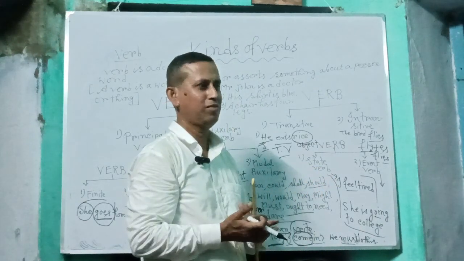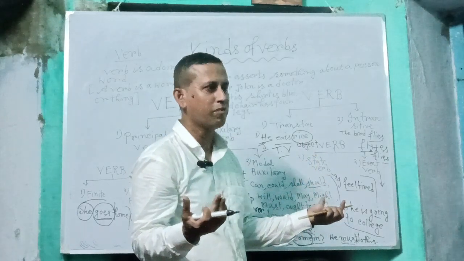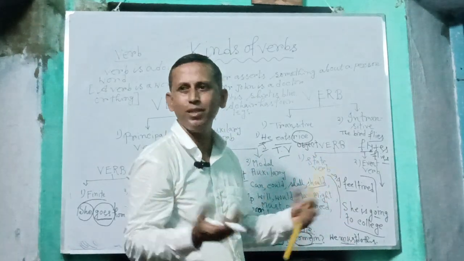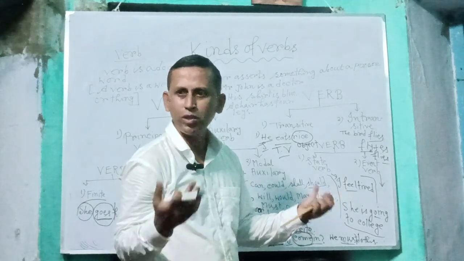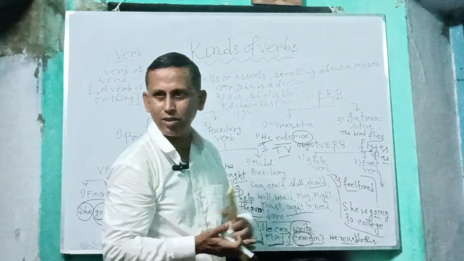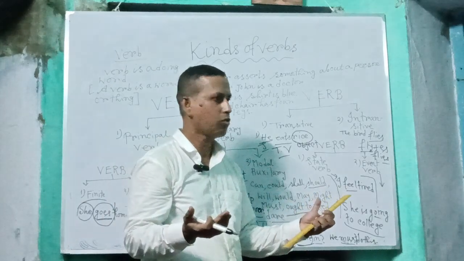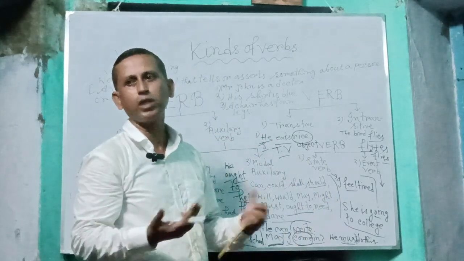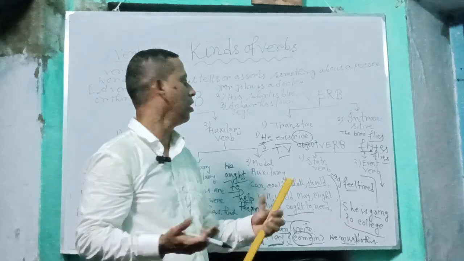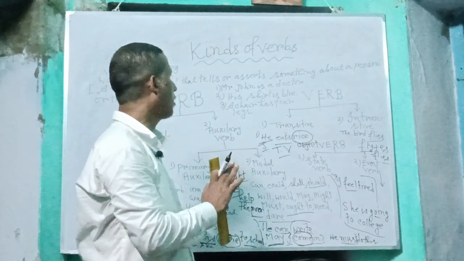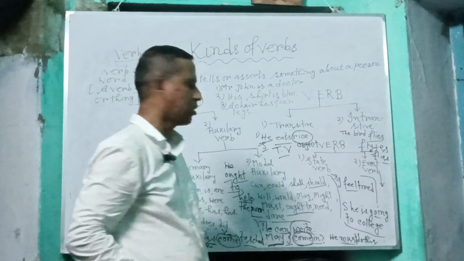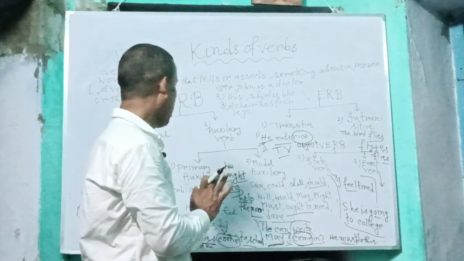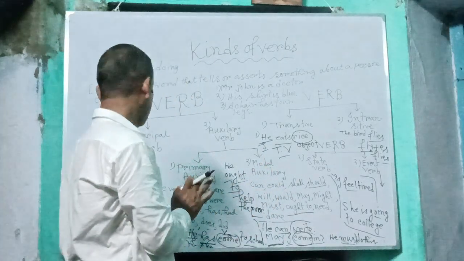He plays. Which game does he play? Is it transitive or intransitive? He plays. Is it transitive? It is intransitive. Which game? He plays football or cricket. There is no object. So that is why I have already taught the transitive and intransitive verbs. The last two verbs are very important.